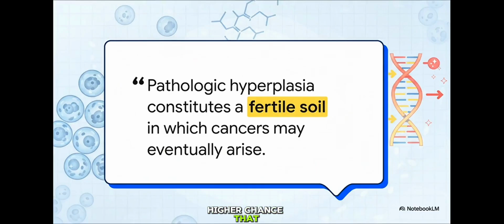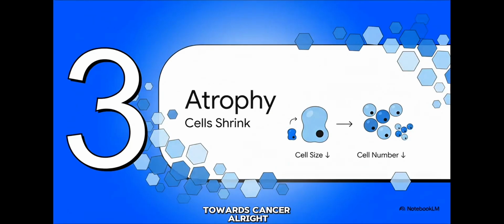You have a higher chance that a mutation's going to pop up and push one of those cells towards cancer. All right, we've talked about getting bigger and more numerous. Now let's flip the script and talk about atrophy. This is when an organ or tissue shrinks, and it's a 1-2 punch. Individual cells actually shrink in size, and you lose some cells altogether, reducing the total cell number.